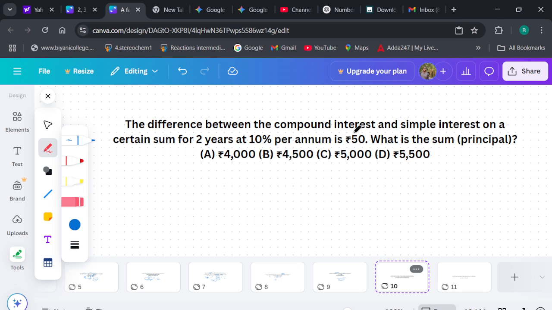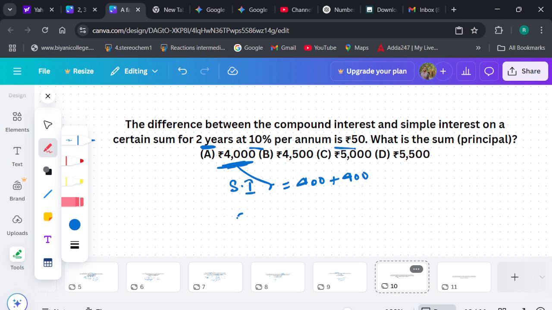The difference between compound interest and simple interest on a certain sum for 2 years at 10% per annum is rupees 50. Now what is the principal? If I directly take this as the sum, 10 percentage of 4,000, I am calculating simple interest. 10 percentage of 4,000 is 400 for the first year, and they are asking for 2 years, so the second year it will be again 400.